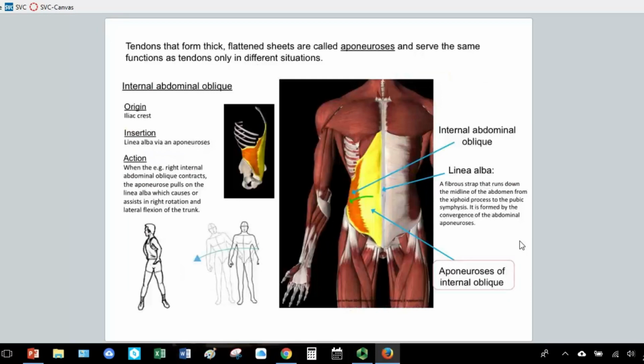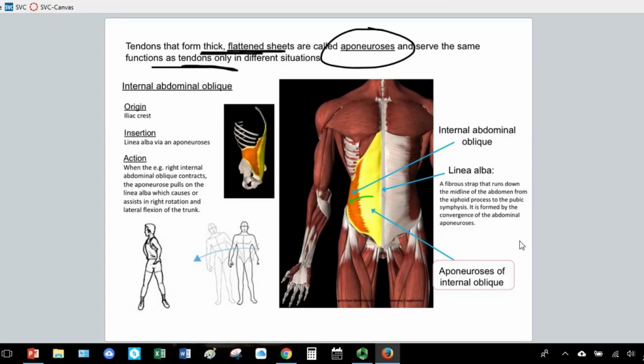All right. So we have some modified tendons that are called aponeuroses. Aponeuroses are basically flattened tendons, not necessarily thick, although they could be, and they serve the same function as tendons, only in different situations.